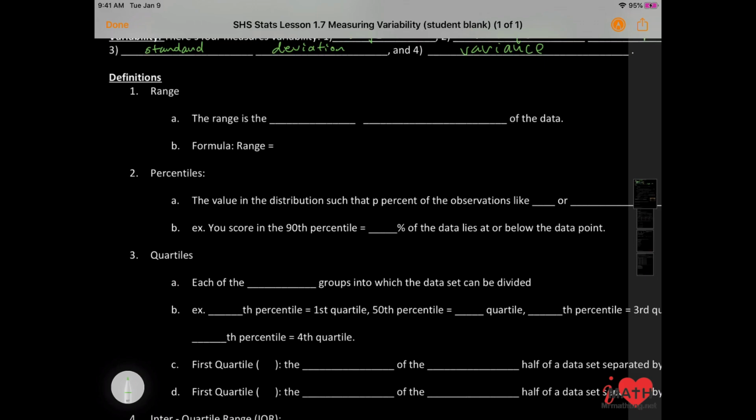Let's go over the range. This is the easy one, but not always the best. The range is the full spread of all the data. And what is your formula? You had this from before. It is the maximum value, max, minus the minimum value. So you take the biggest number subtracted by the smallest number.